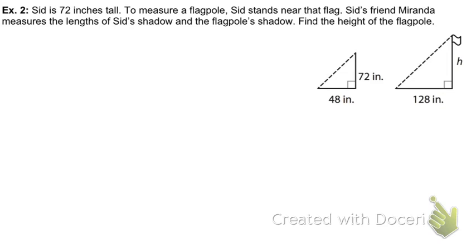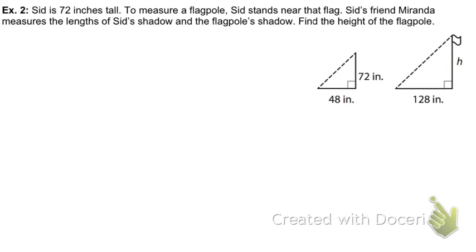Wait, sorry, Max is answering this question, guys. Why is it important that Sid's near the flagpole? Then the shadow gets taken away. Yeah, the sun will hit Sid and the flagpole at the same angle. Would it work if someone's here and someone's maybe in Korea? No. Some might not be out at the same time. All right, Sid's friend Miranda measures the length of Sid's shadow and the flagpole shadow at that time.